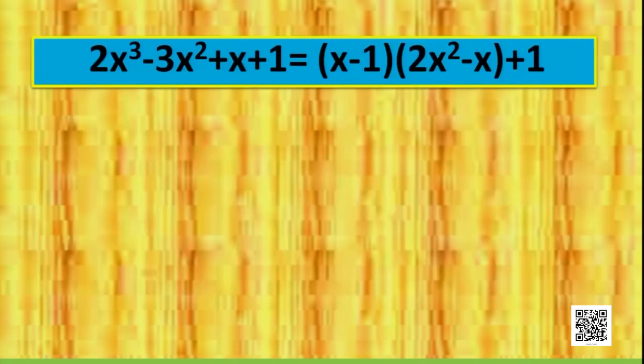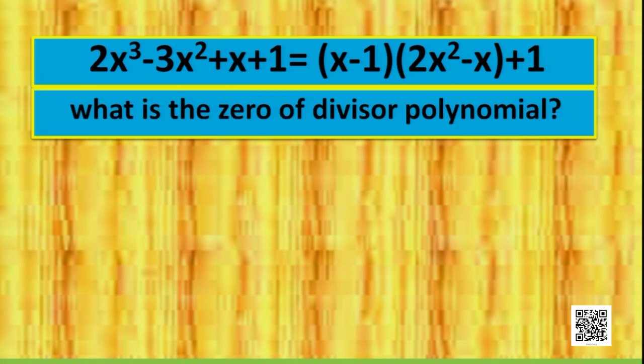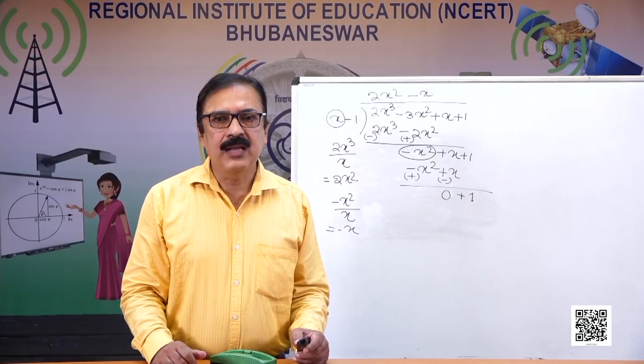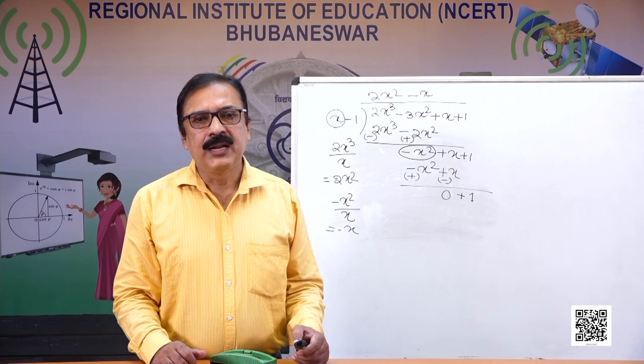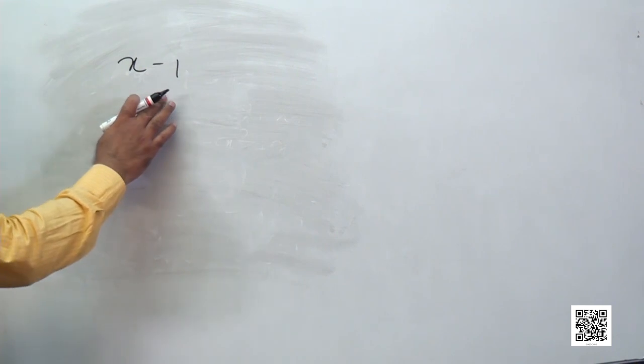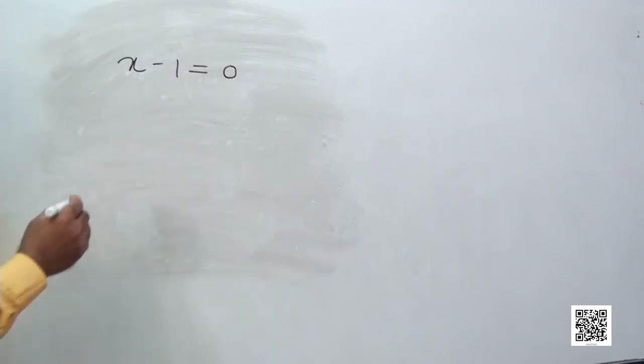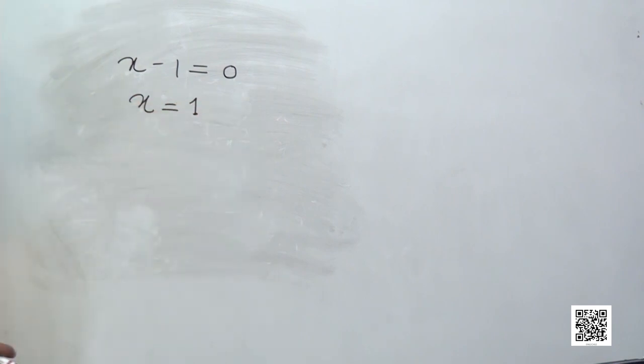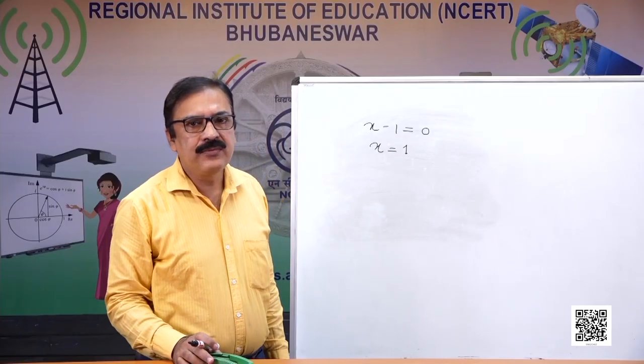Now come to this multiplication again. Here, what is the 0 of divisor polynomial? Which is the divisor polynomial here? The divisor is x minus 1, and its 0 is how much? Let's consider. The divisor polynomial is x minus 1. So to find the 0 of it, we have to solve this equation. From this, we get x equal to 1. Now, as we know, the 0 of this polynomial is 1.